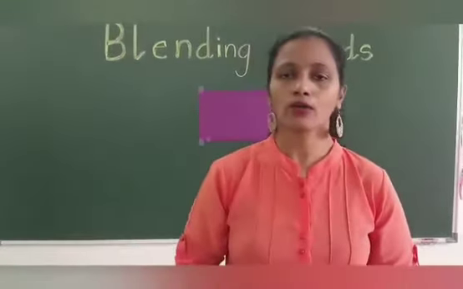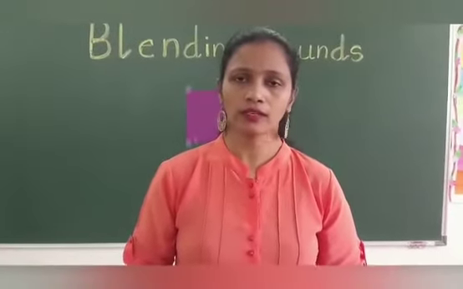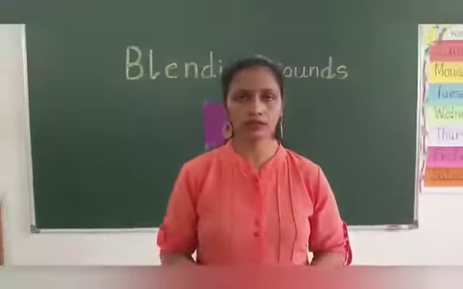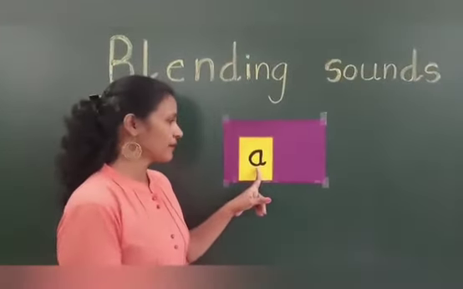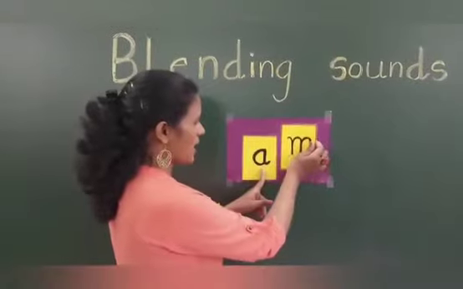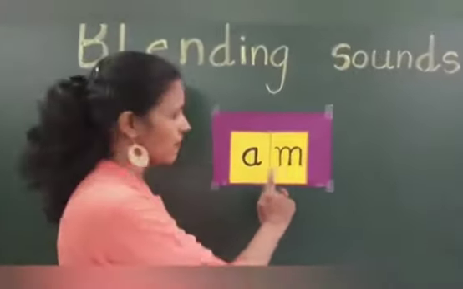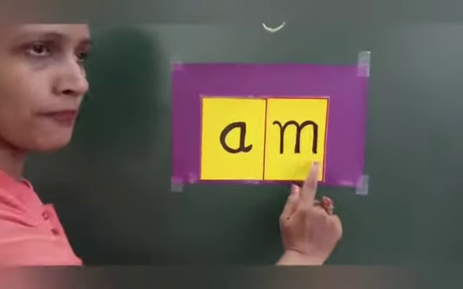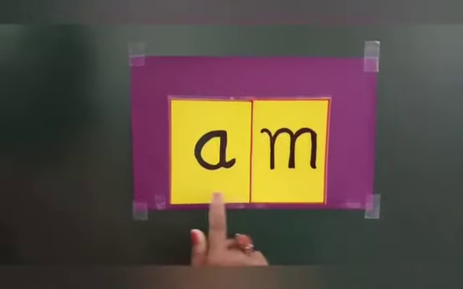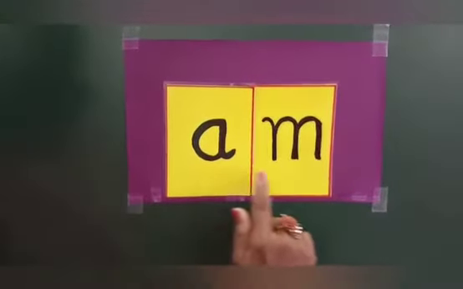Okay, now let's blend these sounds together and make a new word. Now I have with me the sound A. Now with A, I put M. A, M. Am. Let's say it together. A, M, am.